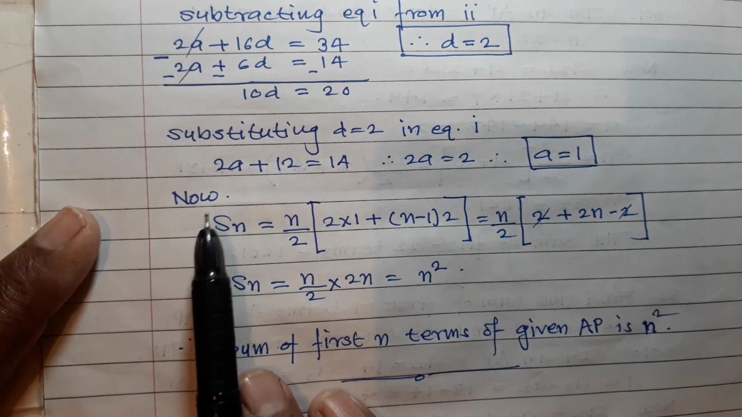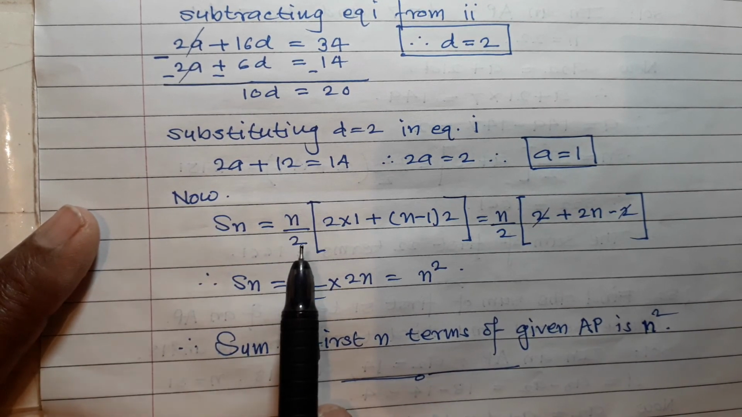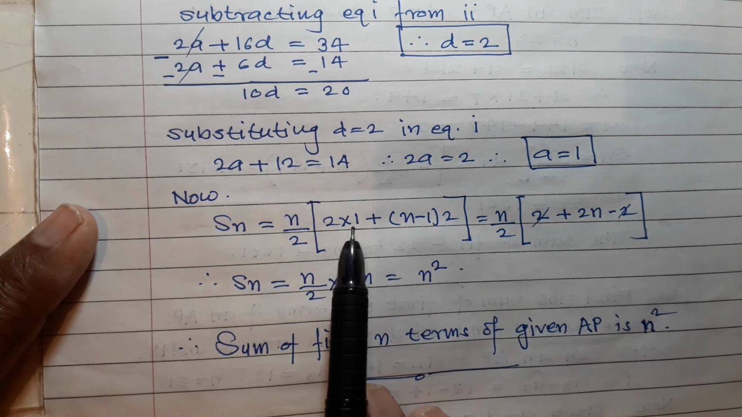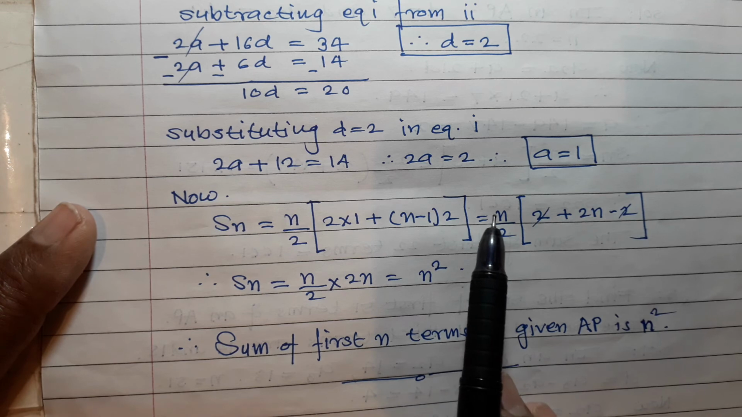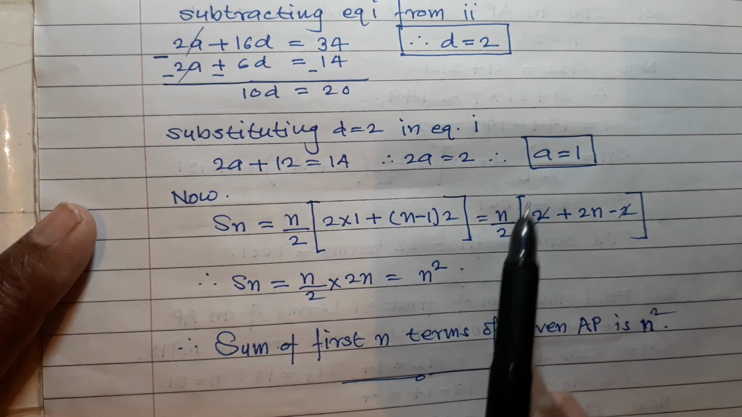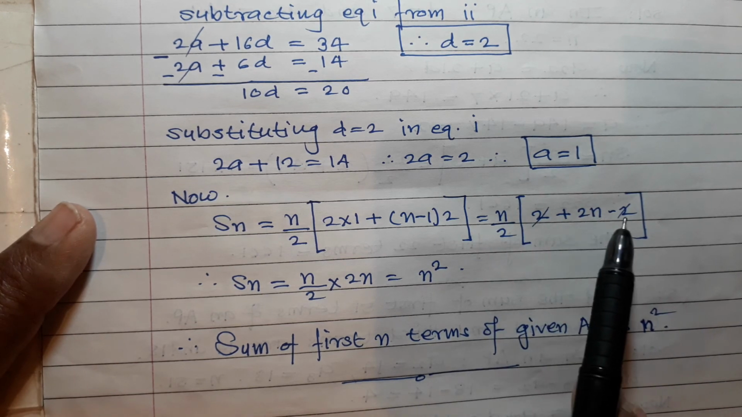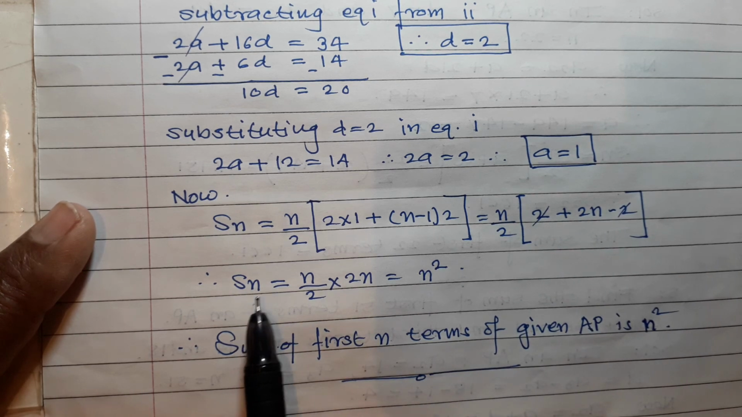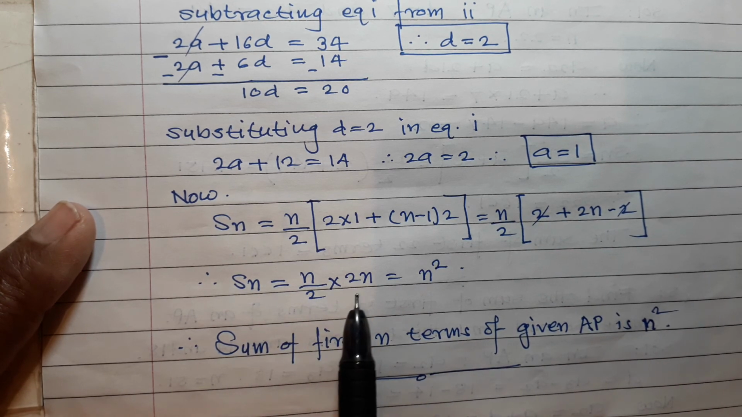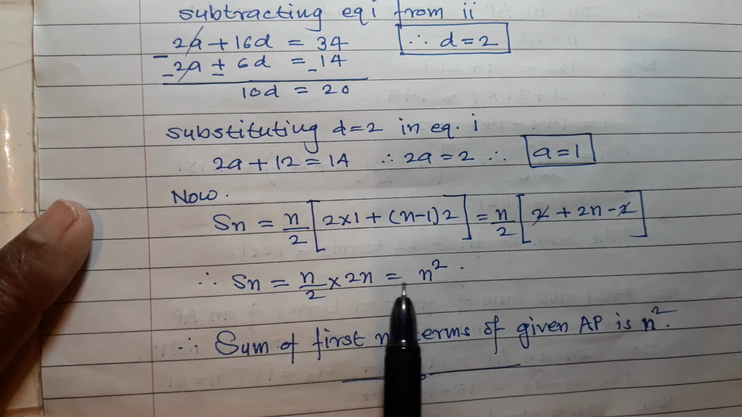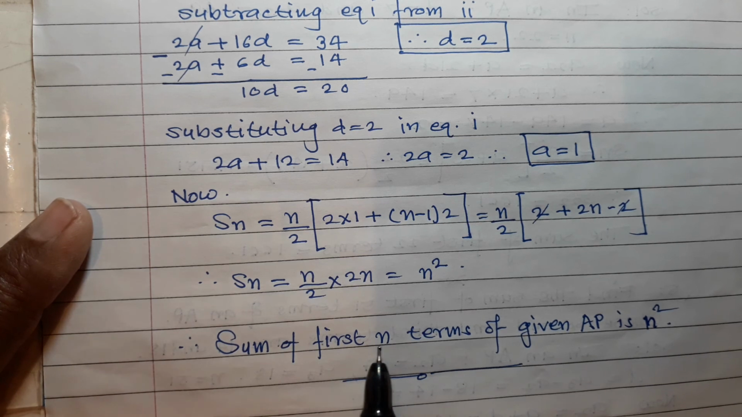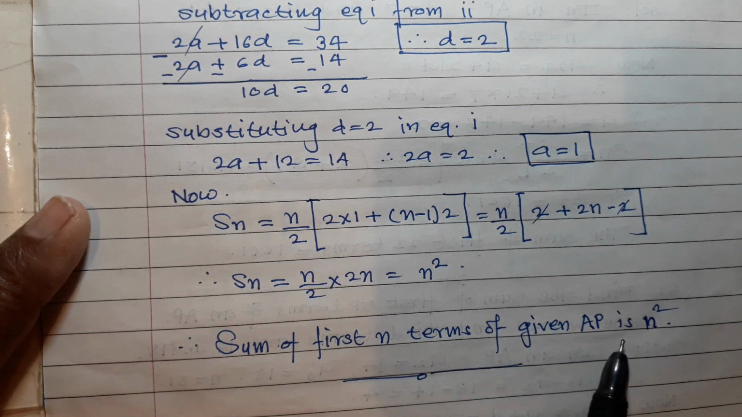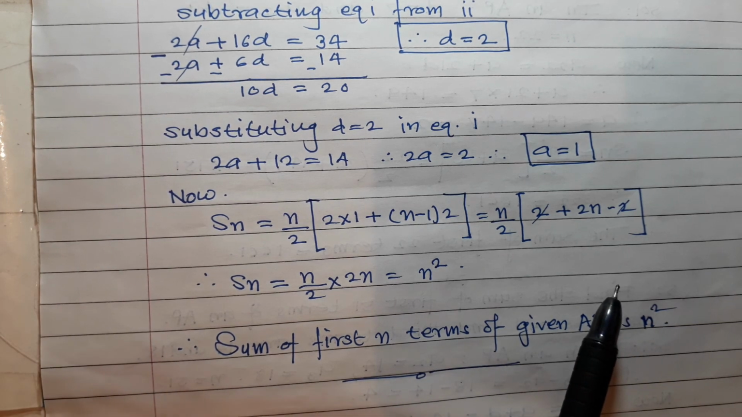Okay. Now S_n is equal to n upon 2 into bracket 2 into 1 plus (n minus 1) into 2 is equal to n upon 2 into bracket 2 plus 2n minus 2, and therefore S_n is equal to n upon 2 into bracket 2n is equal to n square. So therefore the sum of the first n terms of the given AP is n square. Okay, now today it is enough.